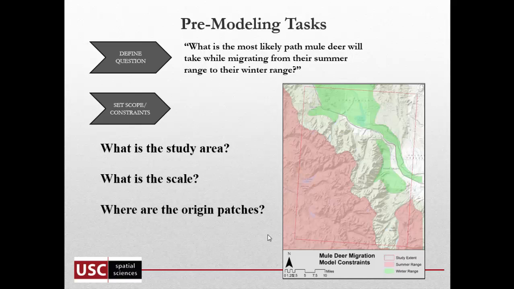You can see in the figure on the right that we have defined a study area. It happens to be based on a previous study on migration timing, so we know that it's legitimate. And the origin patches are the summer range, which is defined by the red area, and the winter range was defined by the green areas.